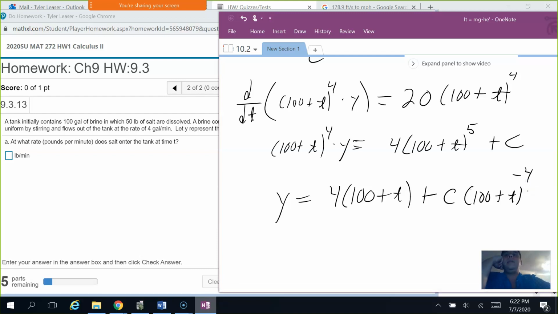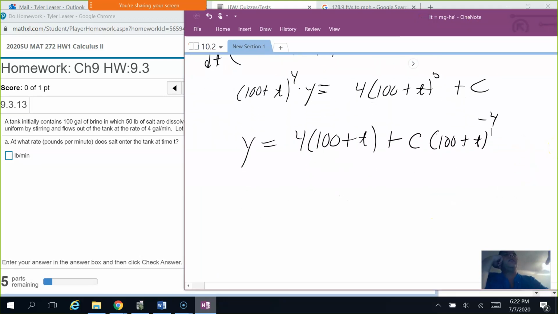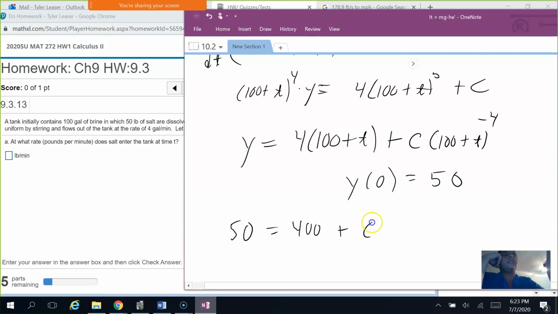All right, we're not done. So the last little bit of this is that you can solve for the constant. And to solve for that constant, you're going to be using the set of initial conditions. Initially, at time 0, there were 50 pounds of salt in the system. So we're just going to plug that in. My y will be 50. And I'm just going to replace all of my t's with zeros. So this is going to be 400 plus c.